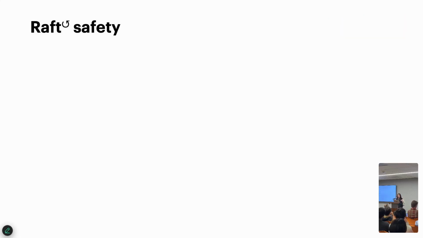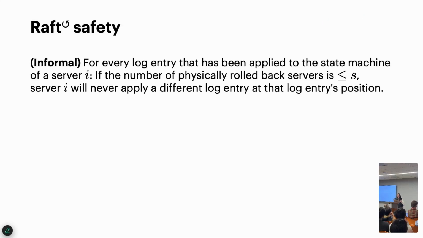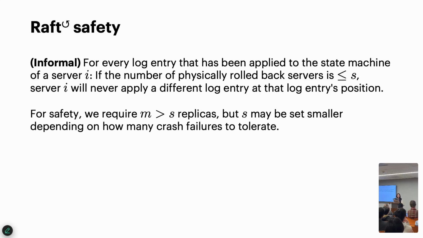For safety, the informal safety theorem is that for every log entry that's been applied to the state machine for some server i, if the number of physically rolled back servers is less than or equal to S, then server i is never going to apply a different log entry at that log entry's position. So that's just to say, if you commit a guess and you have not rolled back more than S servers, you're never going to roll back a commitment to that guess.